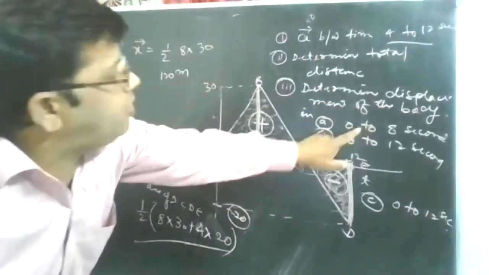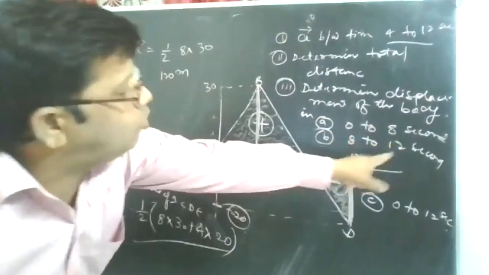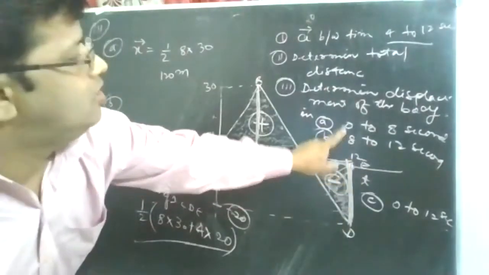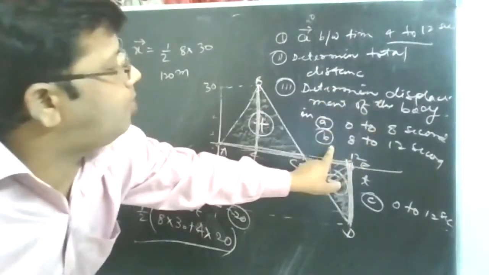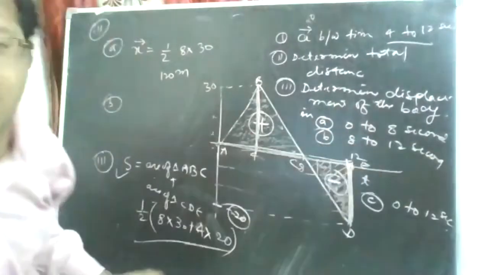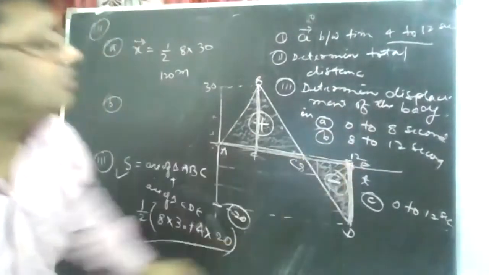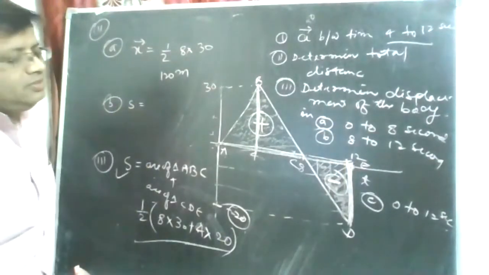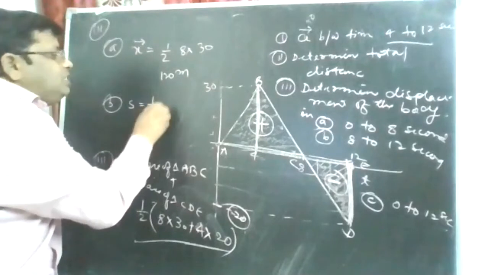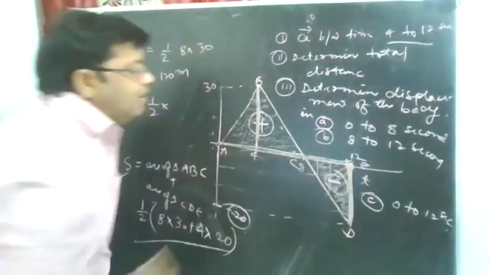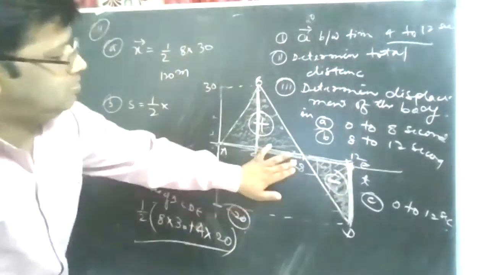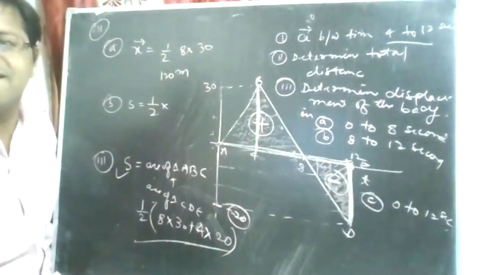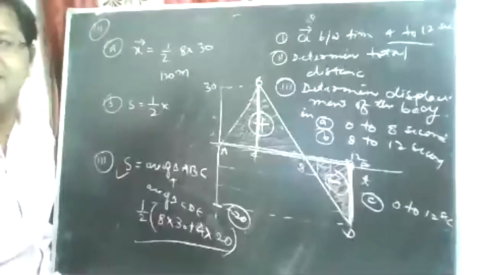Determine the displacement of the body between time 8 to 12 seconds. This is part B. So 8 to 12, this area below the graph. Half into base. What is the base here? 8 to 12. Yes, sir, 4.